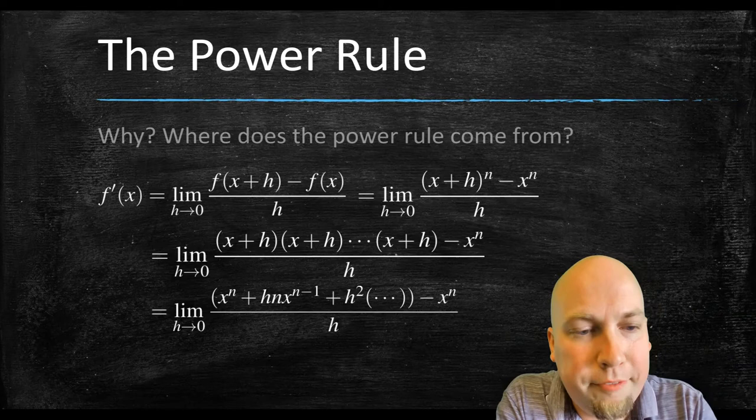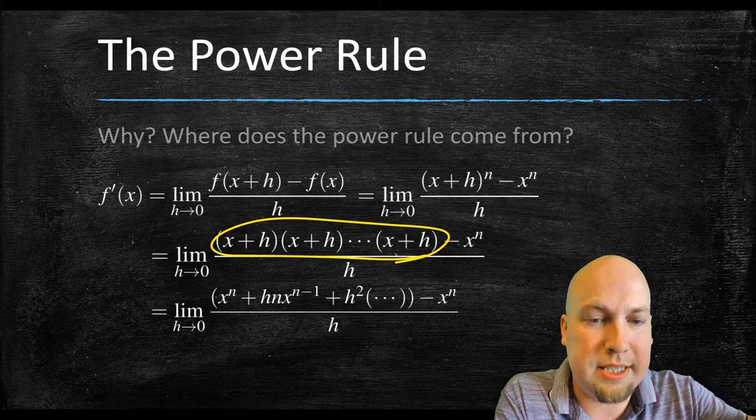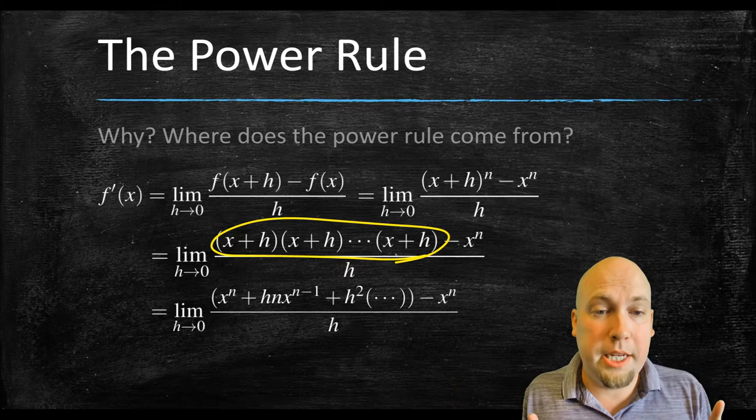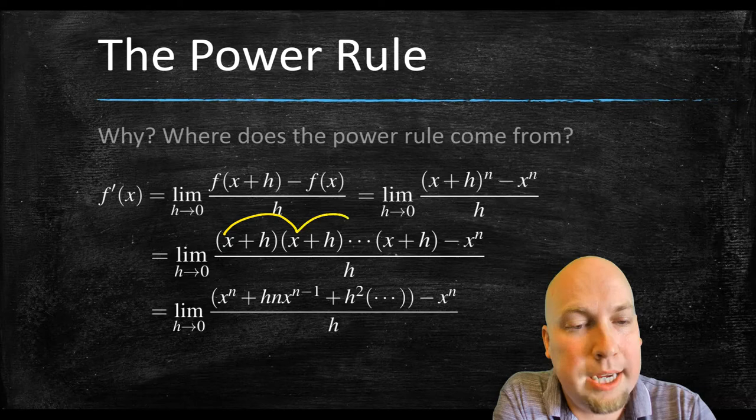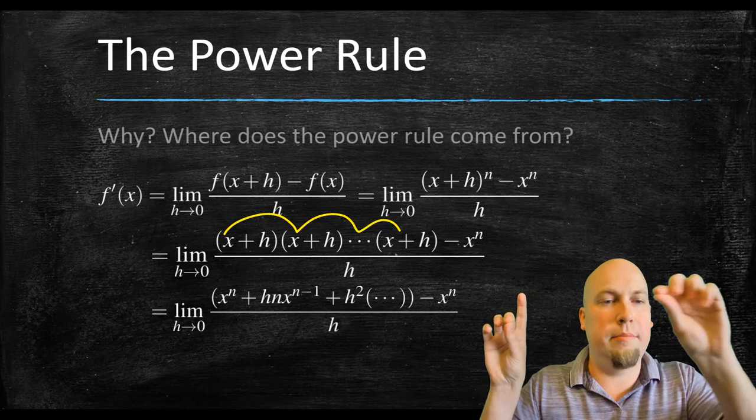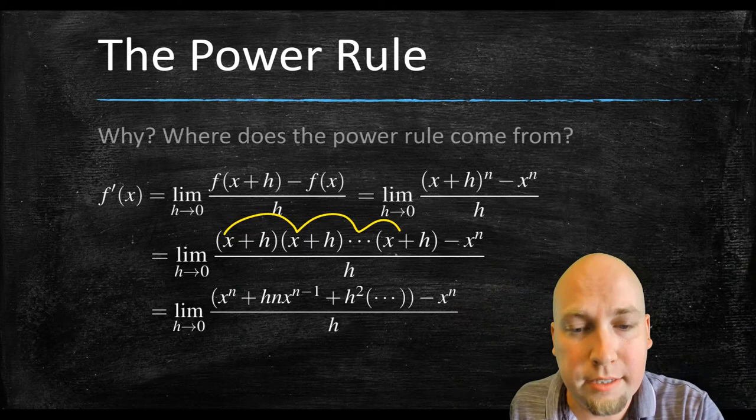If you expand out this product here, this x plus h times x plus h and so on times x plus h, think about what types of terms you get when you multiply that out. Well, certainly one term that I'm going to get is x to the power n. Okay, and why is that? Well, the way you multiply out this big expression is you multiply one term from the first bracket times one of the terms from the second bracket and so on times one of the terms from each of the brackets. Well, if I just choose the x term from each of those brackets, I'm going to get x times x and so on n times, and that'll get me this x to the power n term.